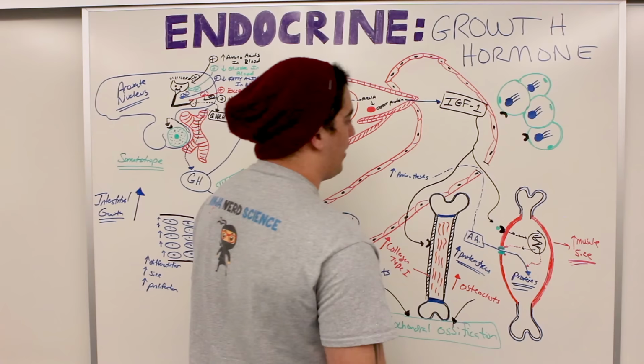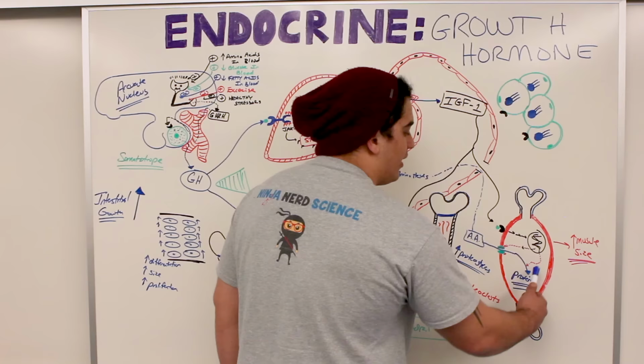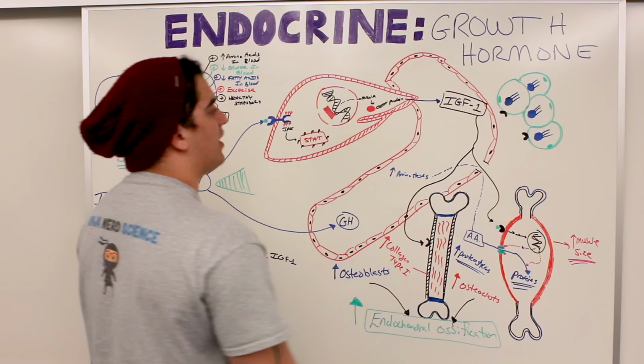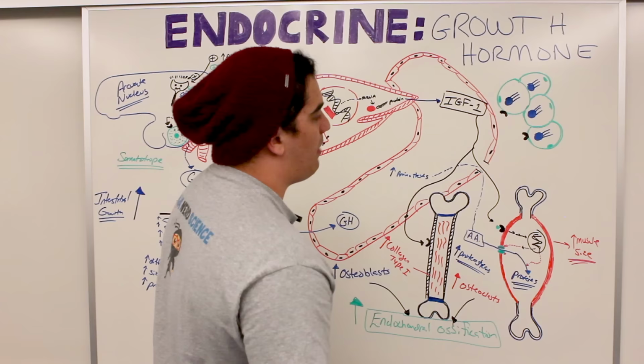And then what else is it doing here in the muscle? It's increasing amino acid uptake into the muscle cells, and it's activating genes to trigger the protein synthesis process. Okay, now that we've looked at the effects of insulin-like growth factor 1, it's causing a lot of effects specifically on the bones, the muscles, and the cartilage. Now, it also does have some extra skeletal effects, but let's look at the growth hormone real quick.